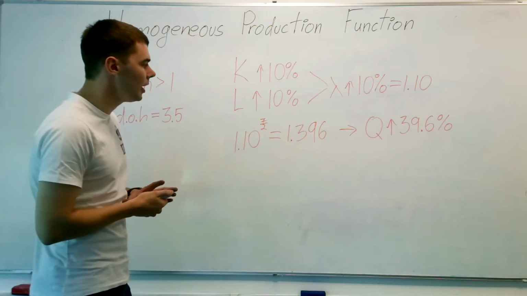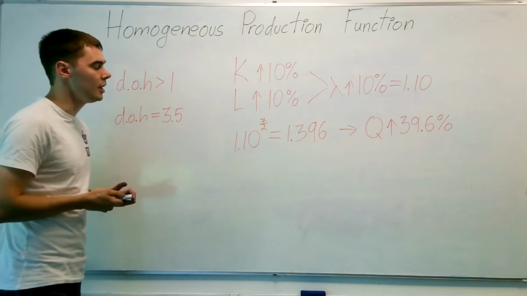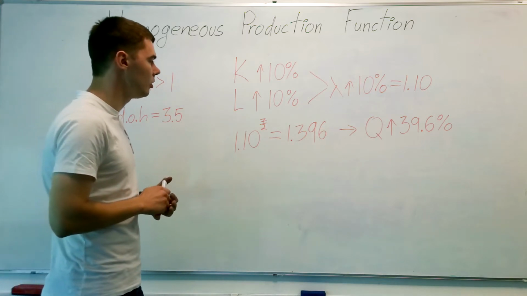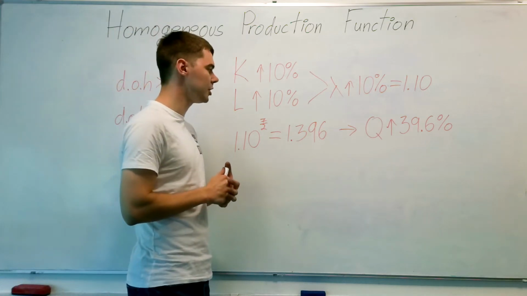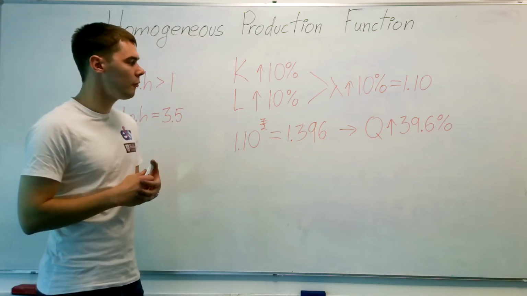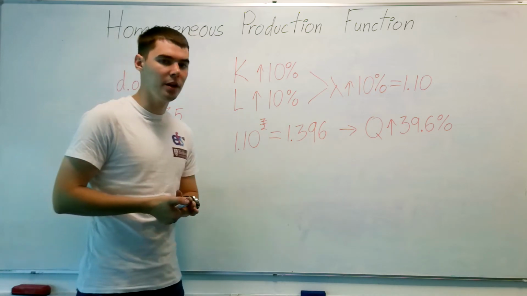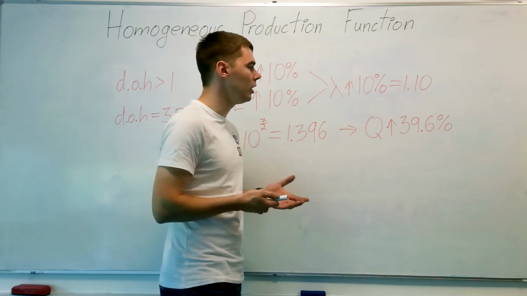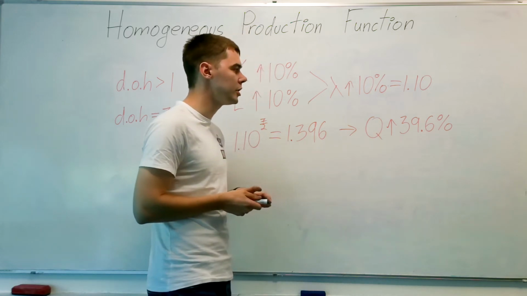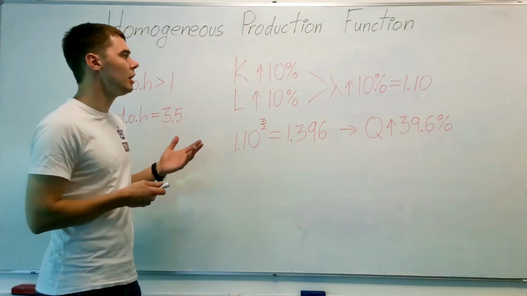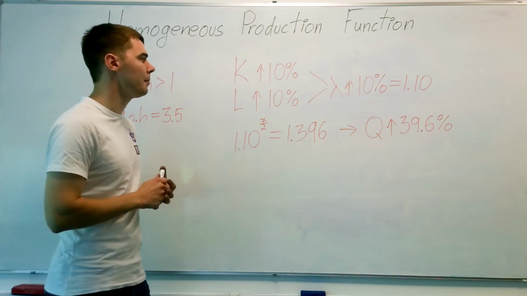And then we apply our degree of homogeneity, which would be 1.10 to the power of 3.5, which is equal to 1.396, and that means that our output will increase by 39.6% when we scale up our labor and capital by 10%.